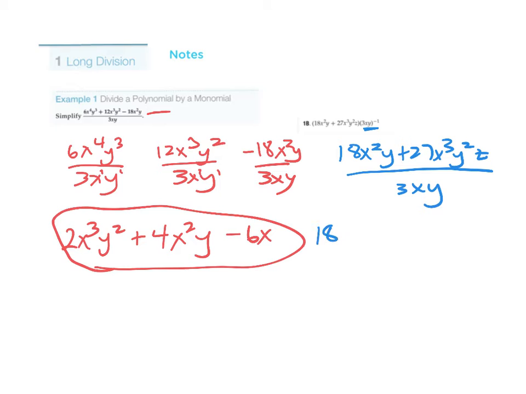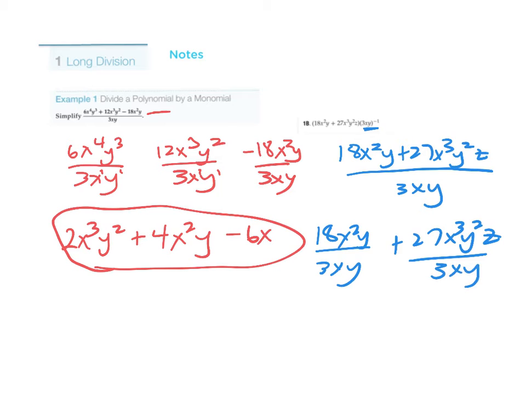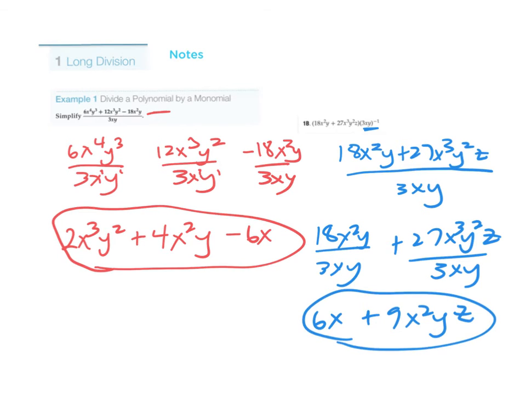Now I can do the exact same thing as I did in the previous problem. I separate each monomial and divide each one by 3xy. So if I divide 18 by 3, I get 6. I subtract my exponents. x, y cancels. 27 divided by 3 is 9. Subtract, I get x squared. I subtract, I get y. And then z doesn't subtract with anything, but it doesn't cancel out either. And so then I have my answer.